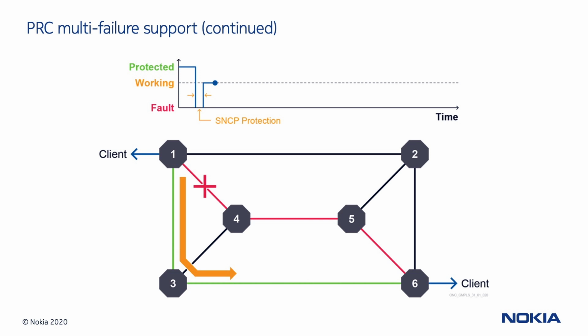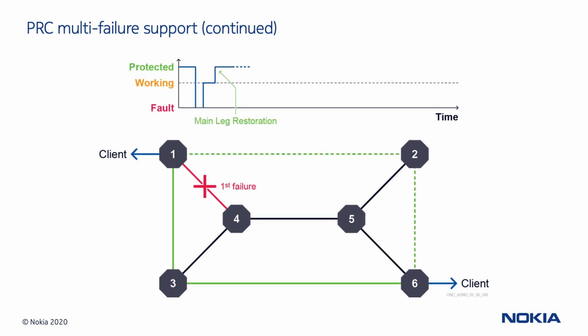Here, we can see the consequence of a link failure between nodes 1 and 4. As a result, the service quickly switches to the spare route thanks to the SNCP protection mechanism. Immediately after this switch, the service is not protected anymore by SNCP, and thus is vulnerable in case another network failure happens, as would happen in a typical simple 1+1 protection schema. However, this is not the case for PRC.